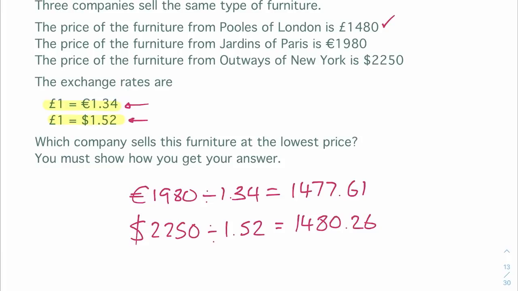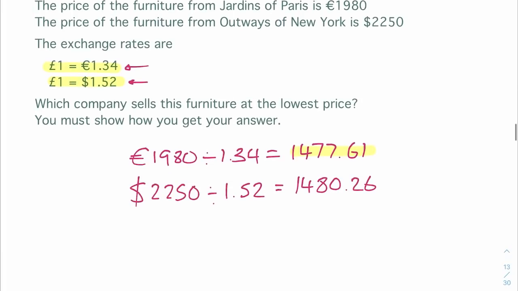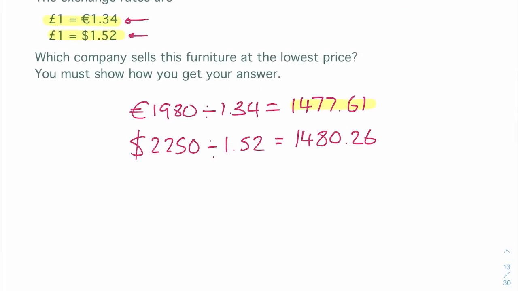So as you can see, the cheapest here is in Paris. It's the only one there that's under 1,480. So I do have to make a statement here. I would just have to say Paris is the lowest price. There we go, and that'll be absolutely fine. I don't have to say by how much. I've got my working out all written down to back that up. So that's fine just to make that statement that Paris is the lowest price.